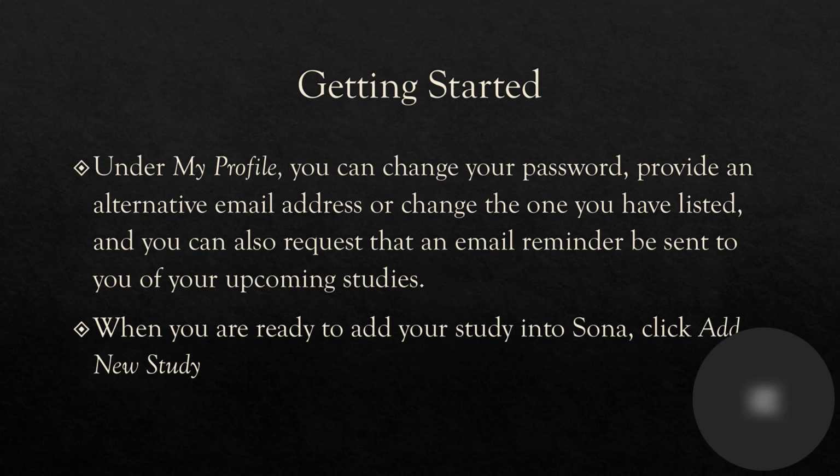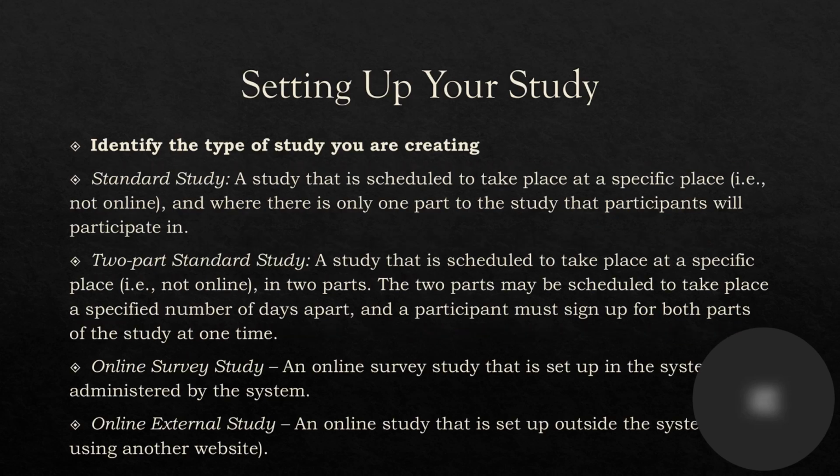Whenever you first log into SONA, if you did get a new researcher account, you're going to want to go to the My Profile section. So here's where you can change your password instead of just using that auto-generated one that'll be emailed to you when you sign up. This way you can make it one of your choice and it'll be a little bit easier to keep track of and remember. So whenever you're ready to start creating your study on SONA, you'll just go to Add New Study.